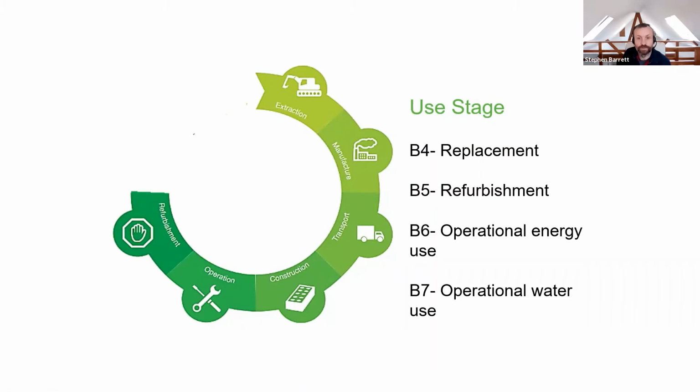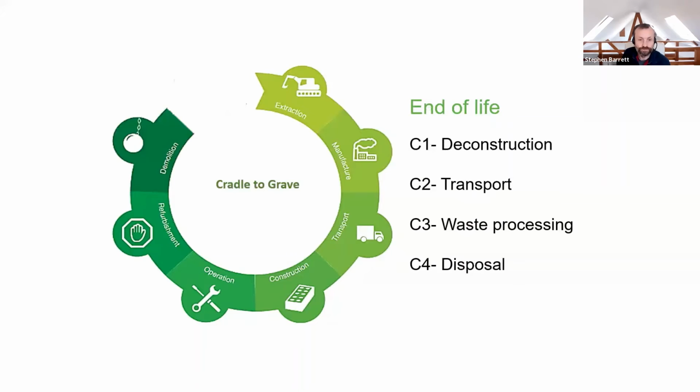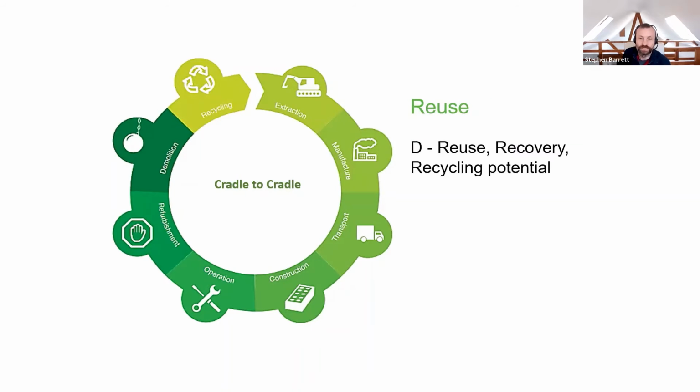Also in the use stage, you have replacement, refurb, operational energy, and operational water use. B6, operational energy, is the key one here. Obviously, that's your 50 or 60 years of heating and cooling, as well as your lighting, and everything else that you're running in that building. And then, of course, there is the demolition stage. So at this point, you would have a cradle to grave study, the whole life cycle of the building. But there is one further step, which is the recycle and reuse of the building.